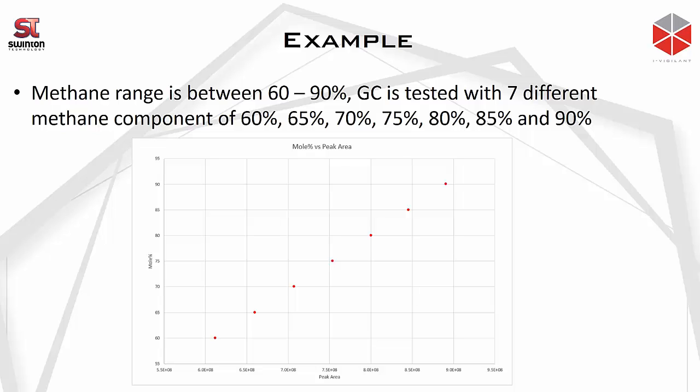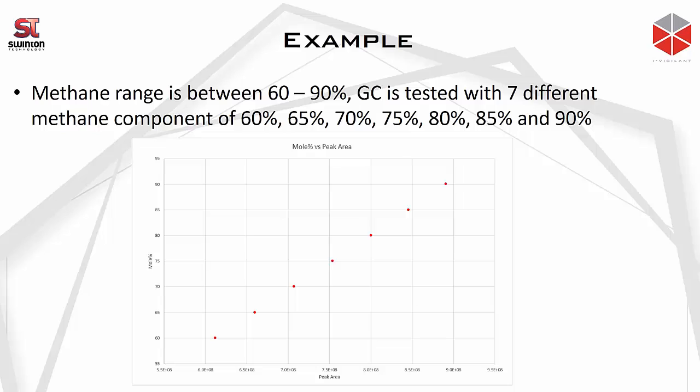So here's an example. Let's say we have a methane that ranges between 60% to 90%. What we're doing here is testing the GC on the 60% and 90% and everything in between. So we have the 7 gases, and we separate this range by 5% in this particular example. So it goes from 60%, 65%, 75%, and all the way to 90%.